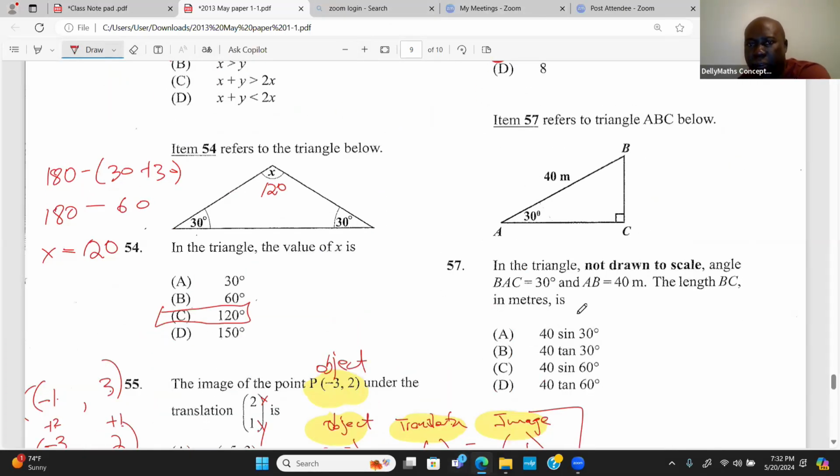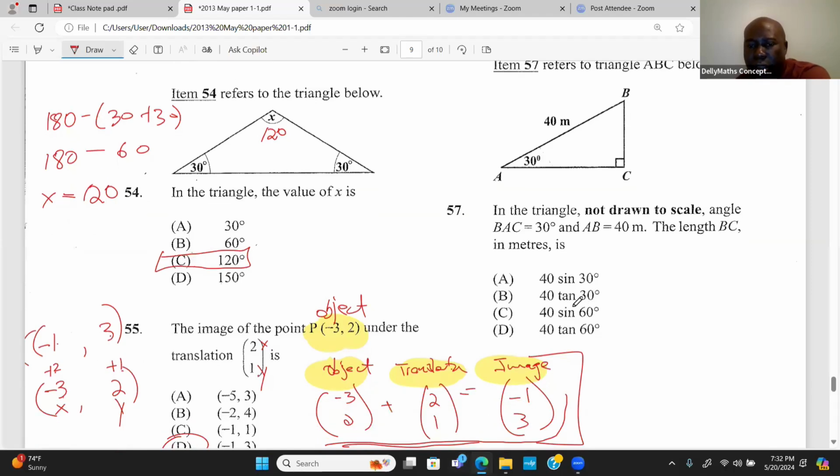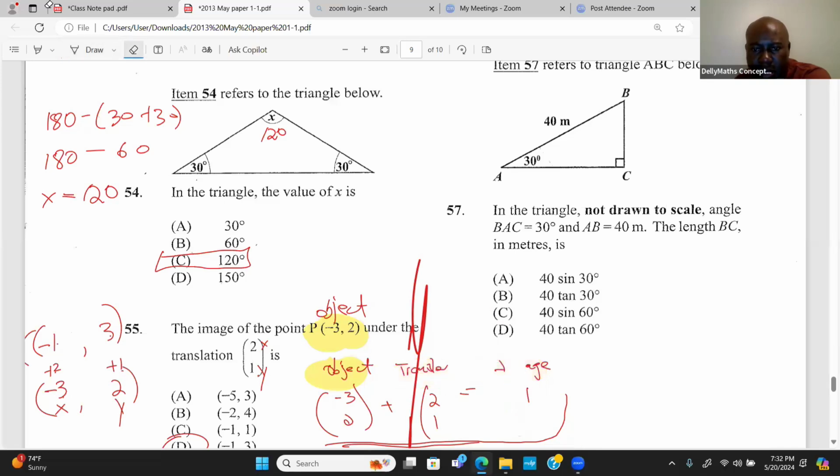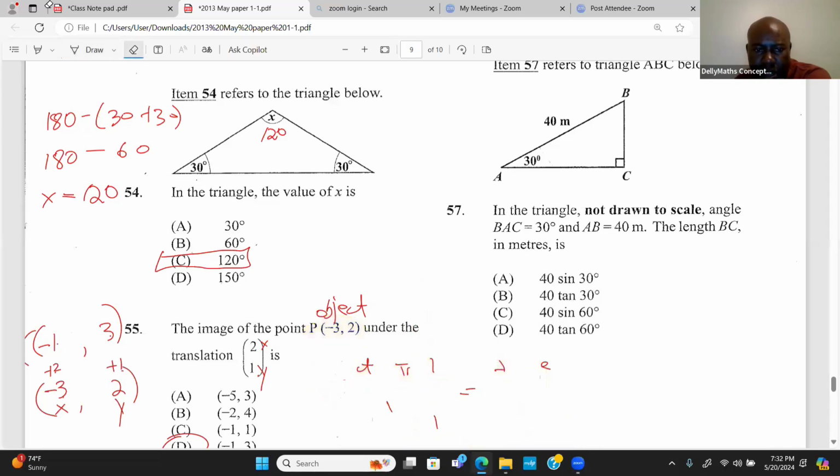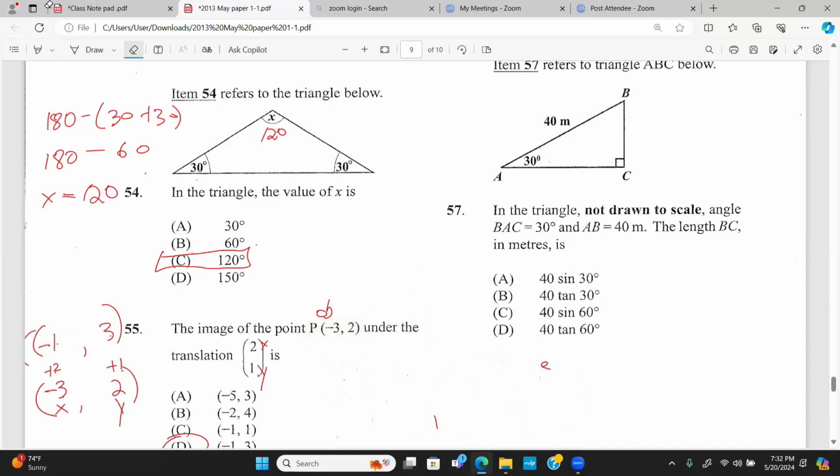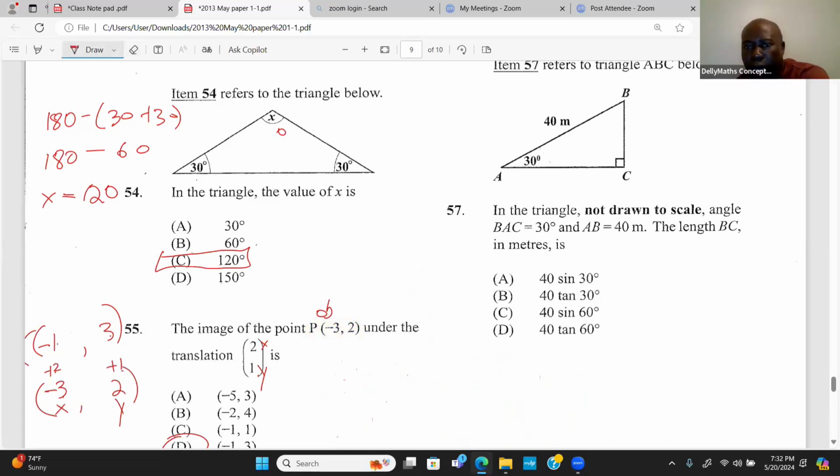Keep driving. So now they're dropping in some tricks. Trigonometry now, they're testing you to see how well you remember your tricks. So the question says, the triangle is not drawn to scale. We have the angles that they're given. Find the length BC. BC is opposite to this angle 30, and they gave us the hypotenuse side.